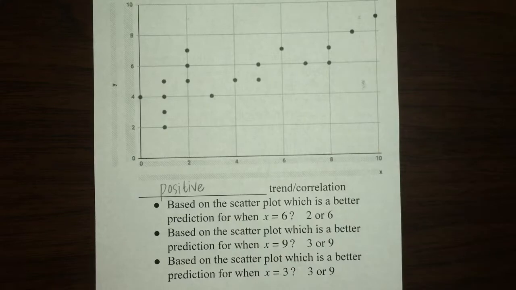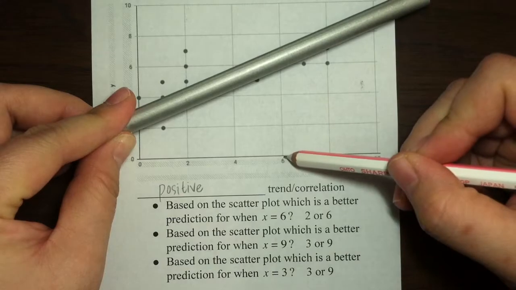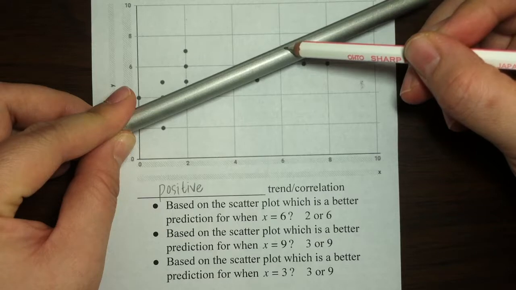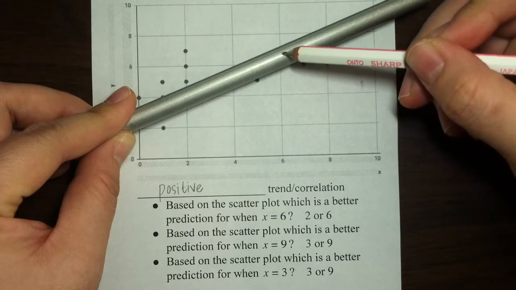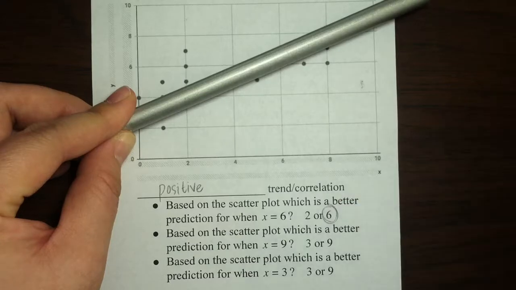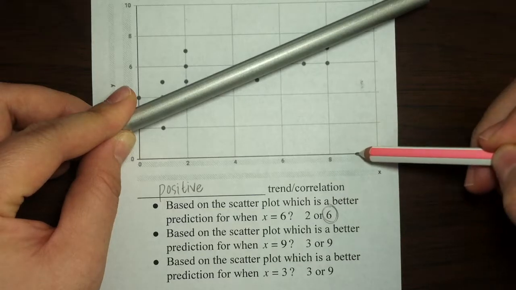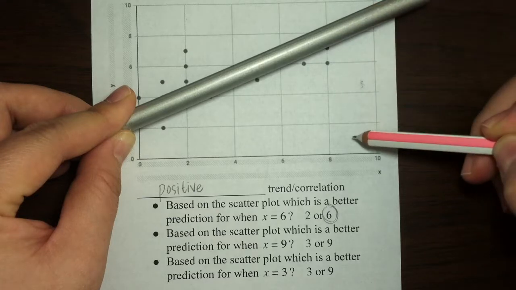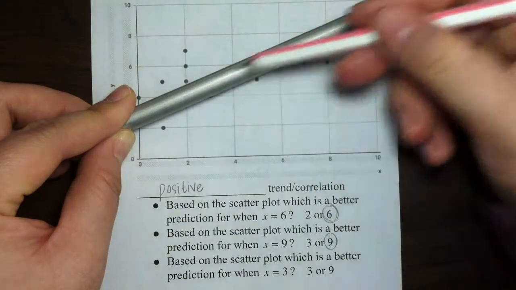And based on this scatter plot, we can look to see when x is 6, will y be 2 or 6? Well, if I have 2, it's down here, not close to the line. But if I have 6, it's right here, which is close to the line. So probably it will be 6. Based on the scatter plot, when x equals 9, over here, it will be closer to 9 and not 3 down here. So 9 is a better prediction because it's closer to the line.